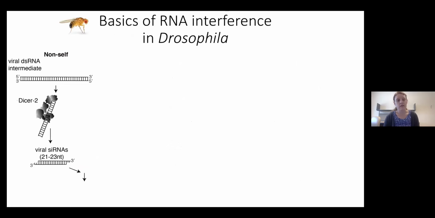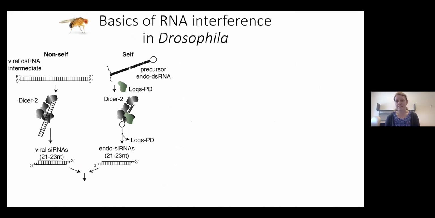So to give you a general idea of RNA interference in Drosophila, I'm going to walk you through the pathway, where viral double-stranded RNAs are targeted and processed by dicer2 into small interfering RNAs or siRNAs. Additionally, this essential protein dicer2 can also process endogenous or self-double-stranded RNAs with the help of an accessory cofactor called LOQS-PD. This leads to the formation of endogenous siRNAs.